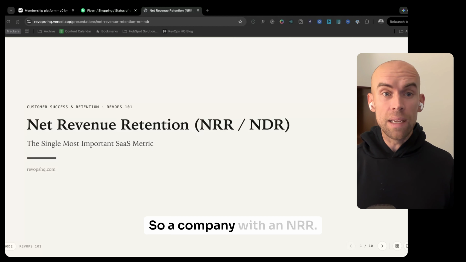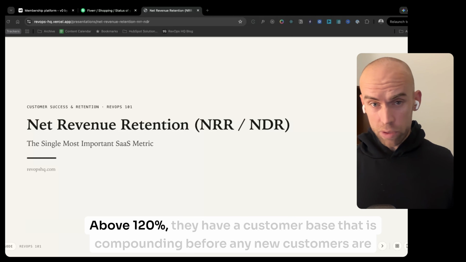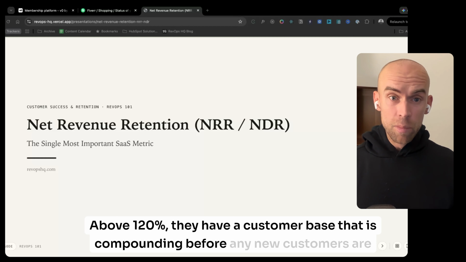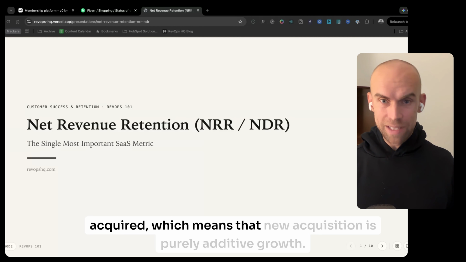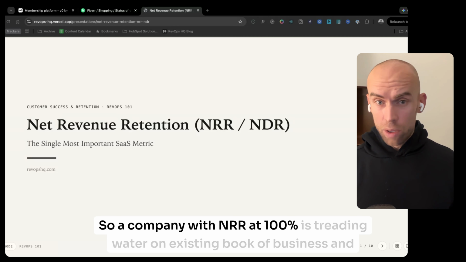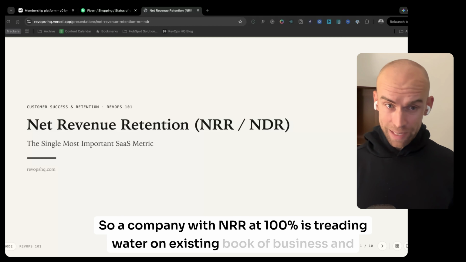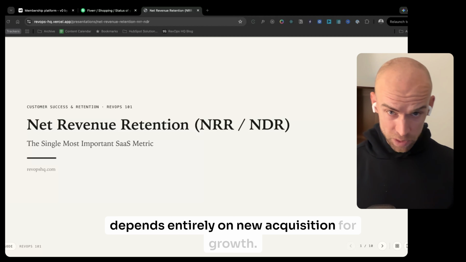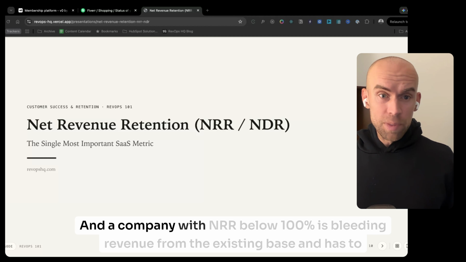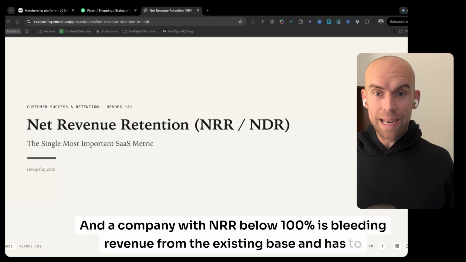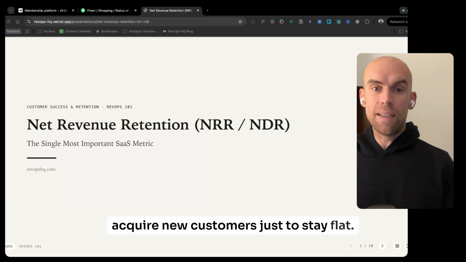So a company with an NRR above 120% has a customer base that is compounding before any new customers are acquired, which means that new acquisition is purely additive growth. A company with NRR at 100% is treading water on its existing book of business and depends entirely on new acquisition for growth. And a company with NRR below 100% is bleeding revenue from the existing base and has to acquire new customers just to stay flat.